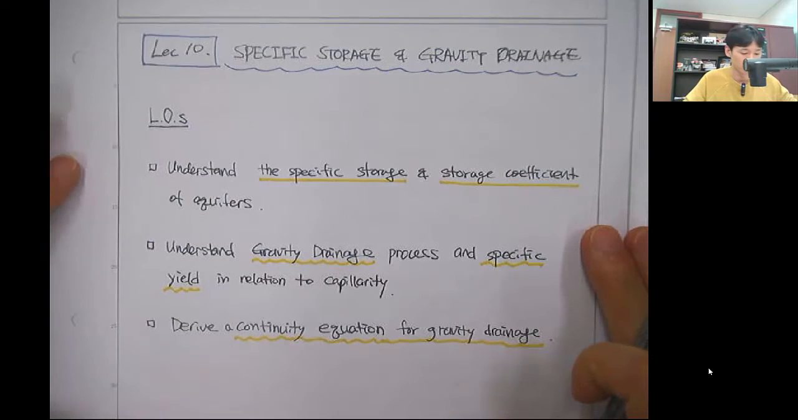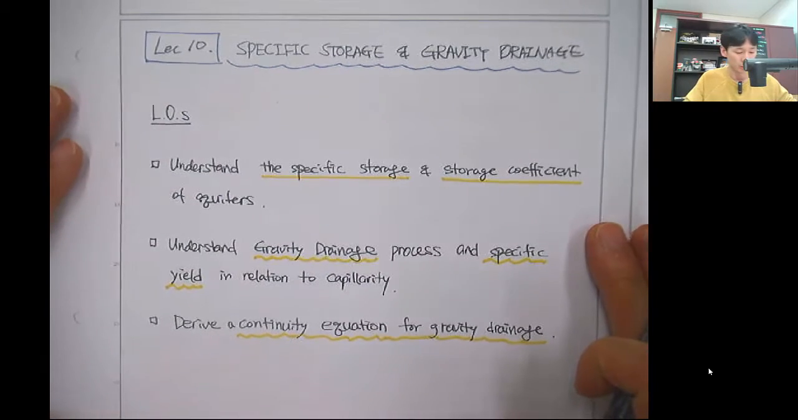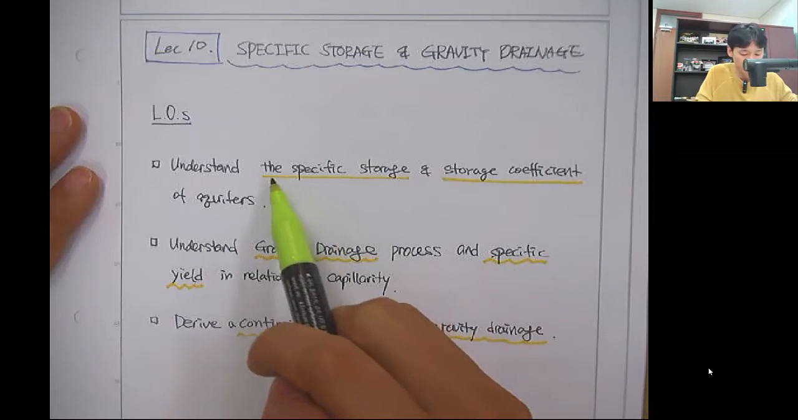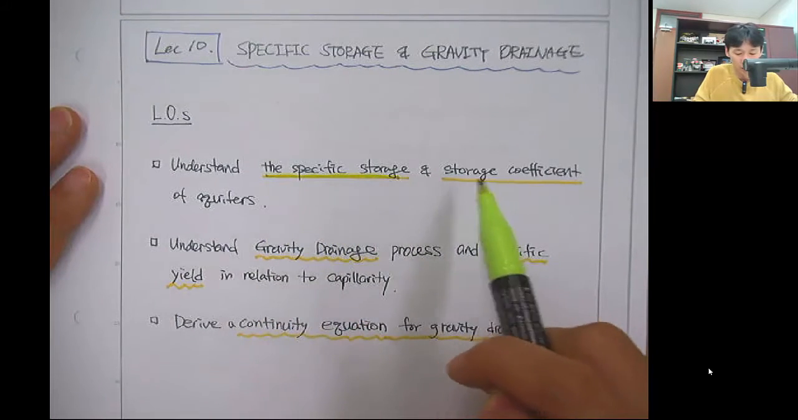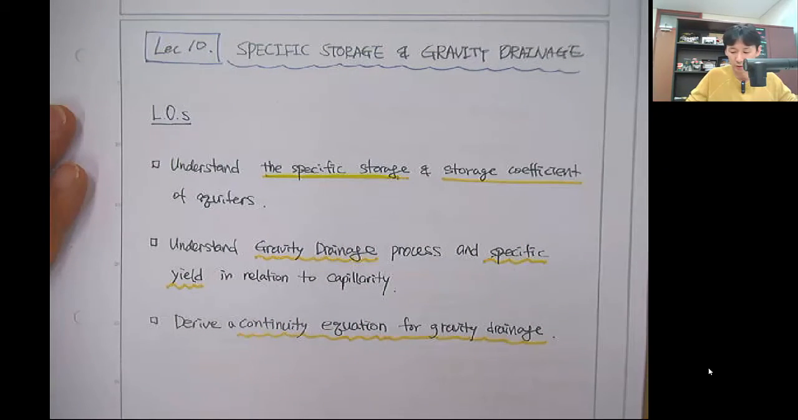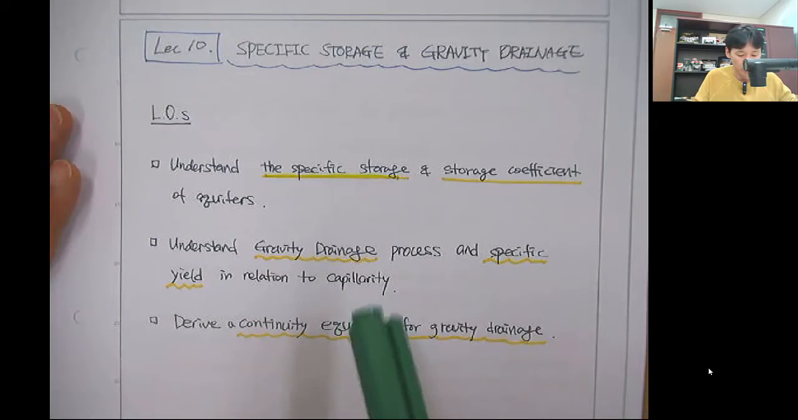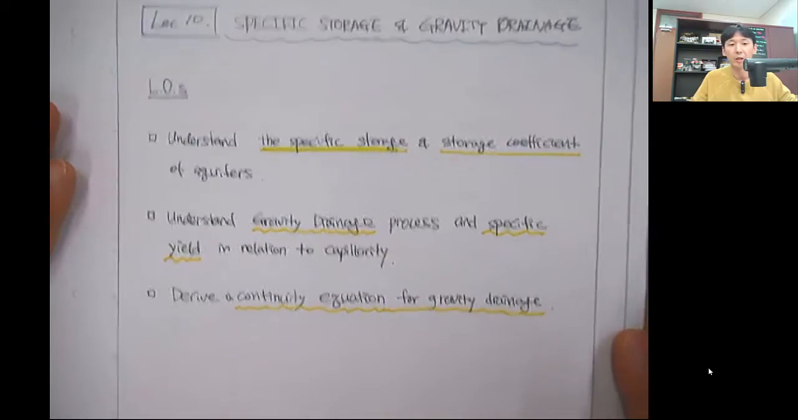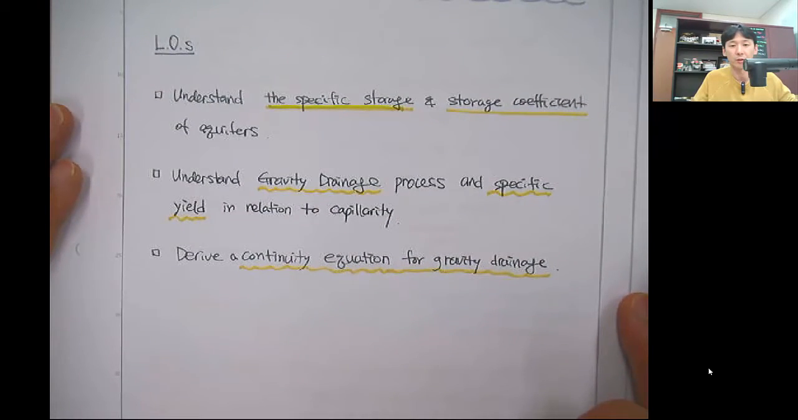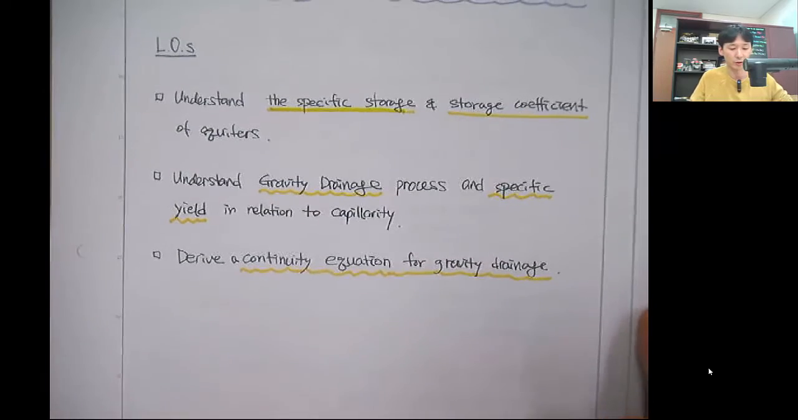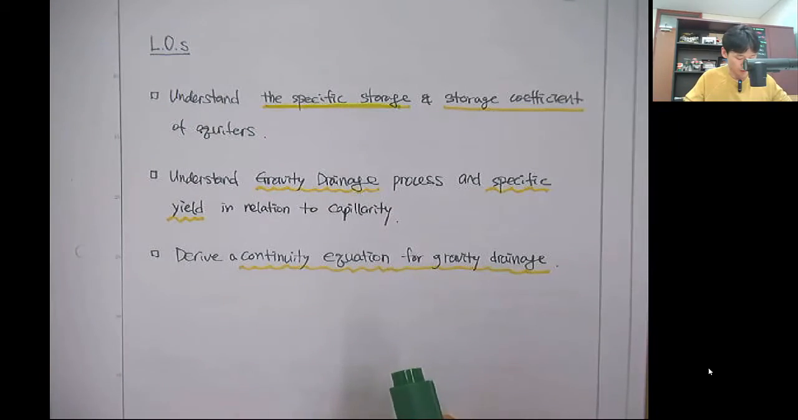Hello everyone, this is lecture 10 and today we're going to talk about specific storage and gravity drainage. The learning objectives of this class are to understand the specific storage of an aquifer and the storage coefficient of an aquifer. The second is to understand the gravity drainage process and the specific yield in relation to capillarity. And third is to derive a continuity equation for gravity drainage. So let's start.